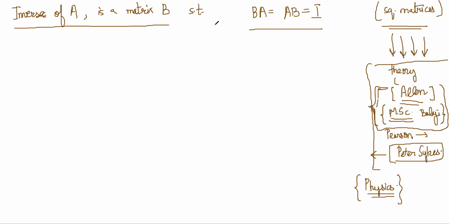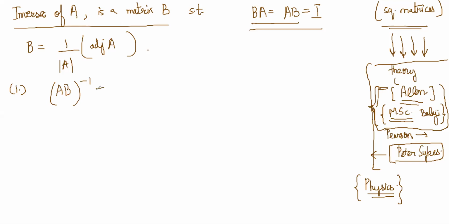So inverse of a matrix is defined as this, and it's a matrix B such that this happens, and we know how to find B. B is equal to 1 by det of A times adjoint of A. This is the thing. Now we'll come to some basic properties of matrices, like (AB) inverse is equal to B inverse A inverse. This is the first property.